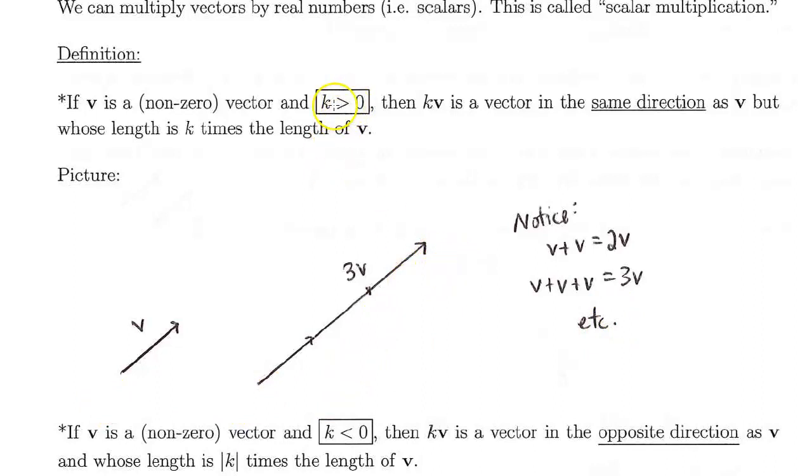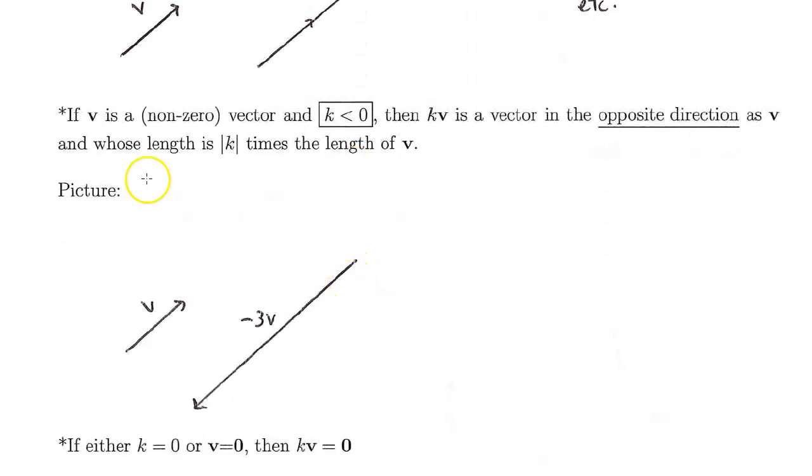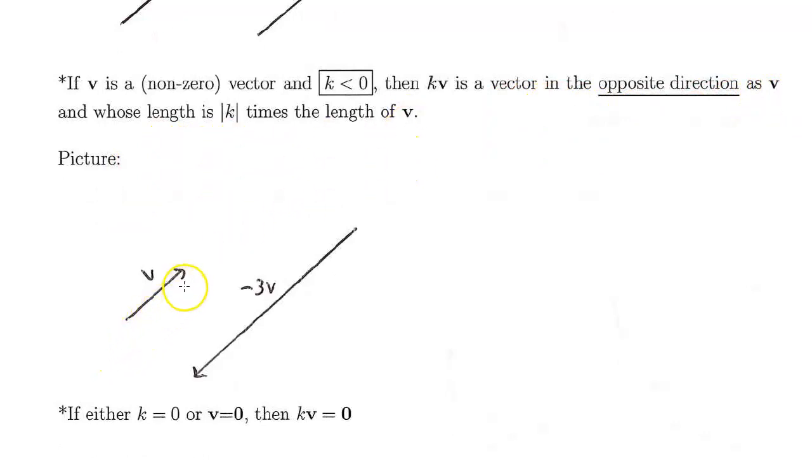Now that's if the k is positive. So notice 3 was positive there. What if k is negative? What if you multiply by a negative number? Well, if v is a non-zero vector and k is less than 0, then kv is a vector in the opposite direction as v, and whose length is the absolute value of k times the length of v. So in other words, if here's v, negative 3v would be the vector in the exact opposite direction that's 3 times as long. So the absolute value of negative 3 is 3, so it's 3 times as long, but it's in the exact opposite direction.